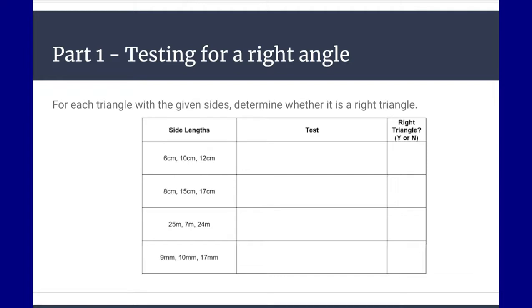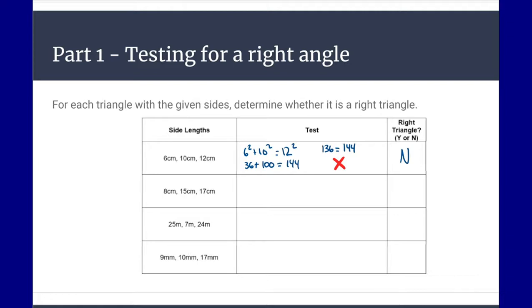So 6, 10, and 12, again, assuming the longest side should be our 12 squared. So 6 squared plus 10 squared should equal 12 squared. 36 plus 100 should equal 144. But we know that 136 does not equal 144. So this does not work. So therefore, it is not a right triangle.